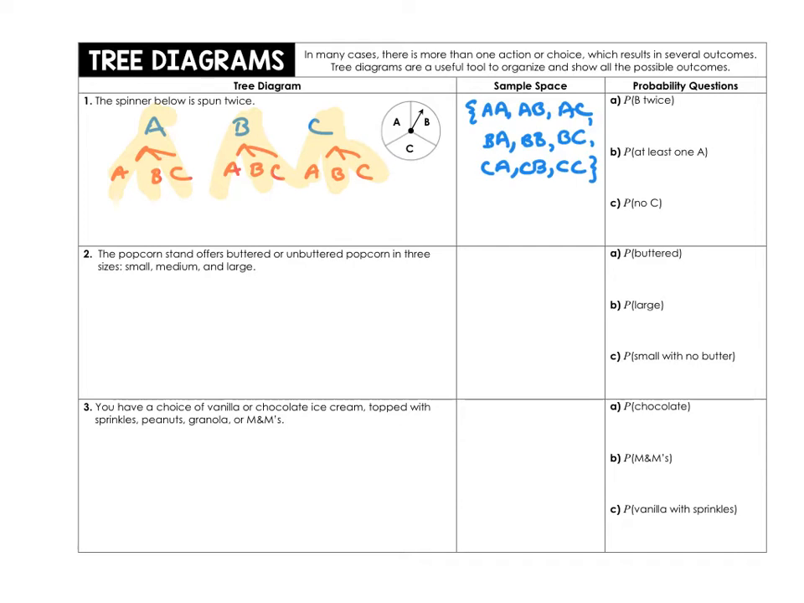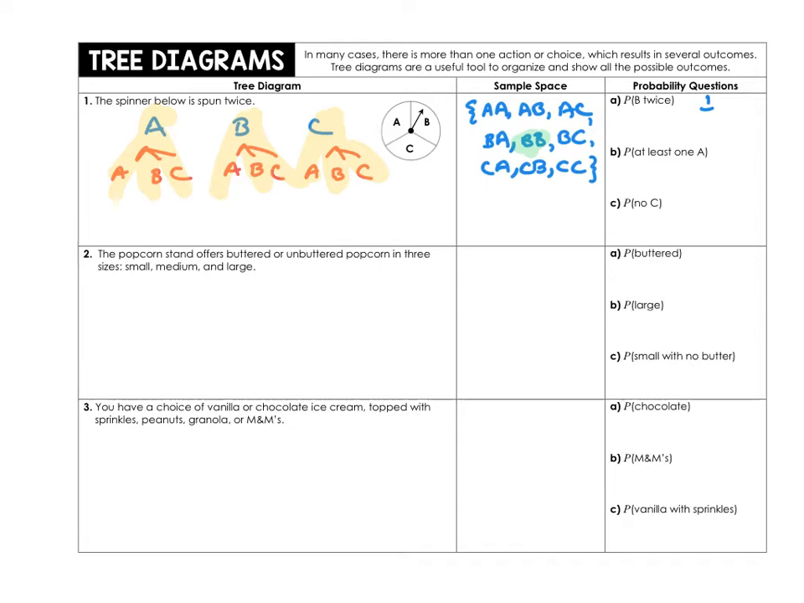Okay, so then we can use this sample space to answer our probability questions, right? So now we can just use all of these combinations to help us answer what's going to happen. What are our possible probabilities? So what's the probability that you get B twice? Well, simple enough. We only have that one time, right? So our answer here would be 1 out of 9. Because the combination of BB only happens once.